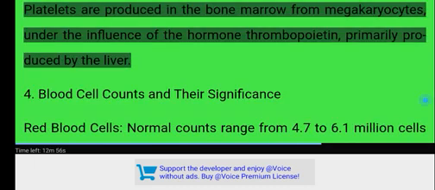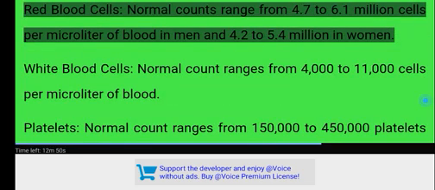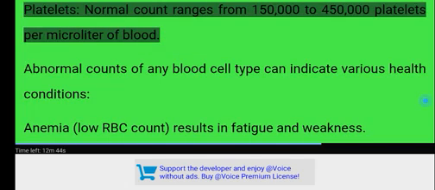Formation: thrombopoiesis. Platelets are produced in the bone marrow from megakaryocytes under the influence of the hormone thrombopoietin, primarily produced by the liver. 4. Blood cell counts and their significance. Red blood cells: normal counts range from 4.7 to 6.1 million cells per microliter of blood in men and 4.2 to 5.4 million in women. White blood cells: normal count ranges from 4,000 to 11,000 cells per microliter of blood. Platelets: normal count ranges from 150,000 to 450,000 platelets per microliter of blood.